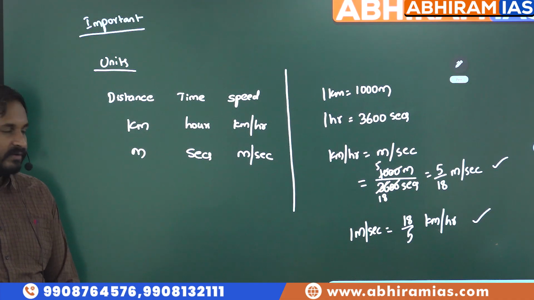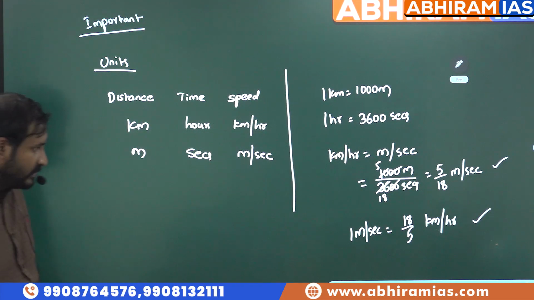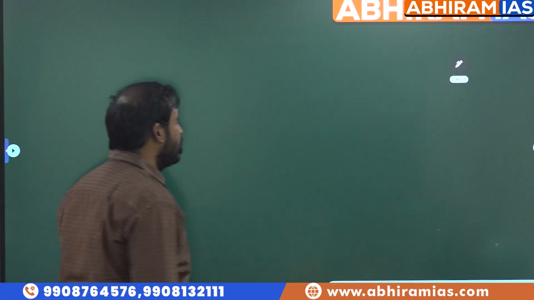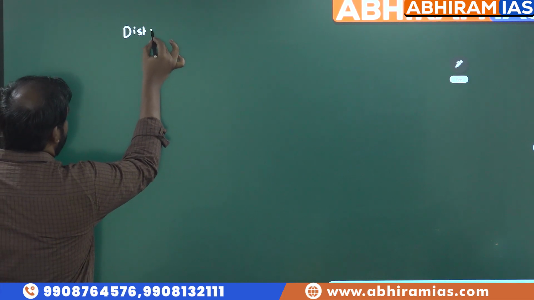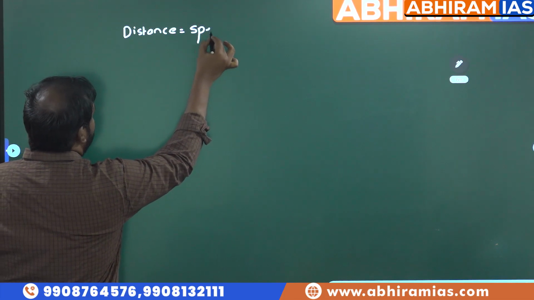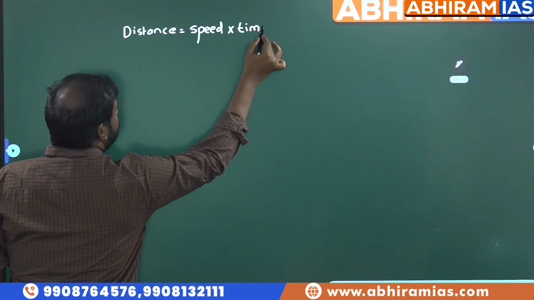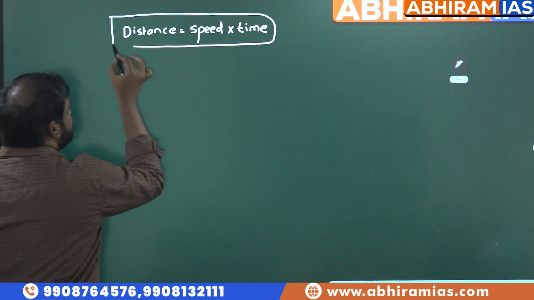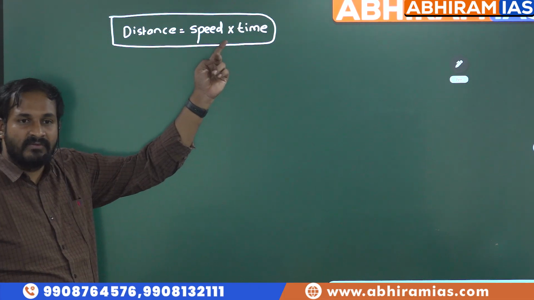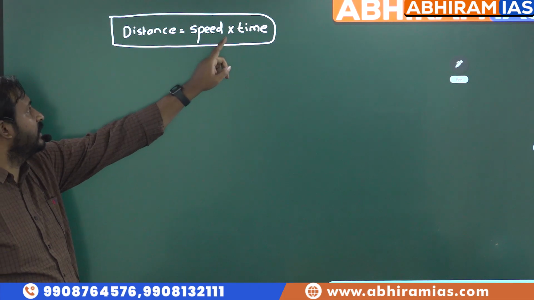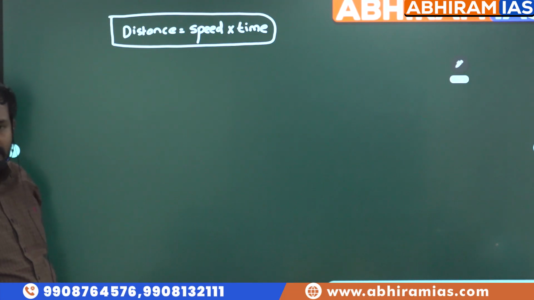This is how we convert kilometer per hour to meter per second and meter per second to kilometer per hour. About units we are done. Next, only one formula: distance is equal to speed into time. This is the only formula we will see mostly, the standard formula. Based on our requirement, if I want speed, I do distance by time. If I want time, I do distance by speed.